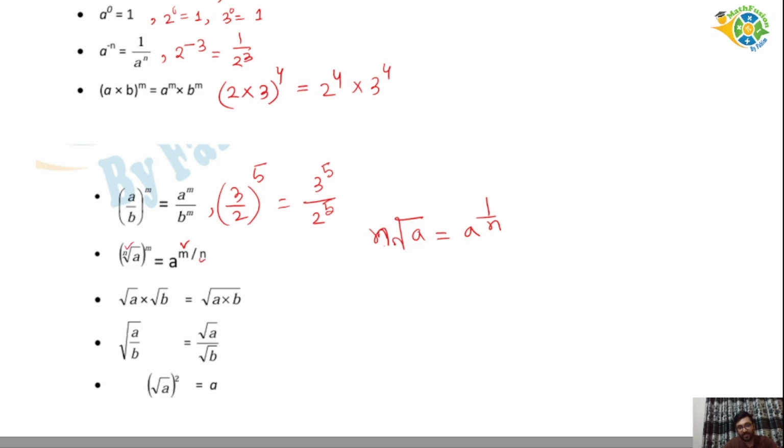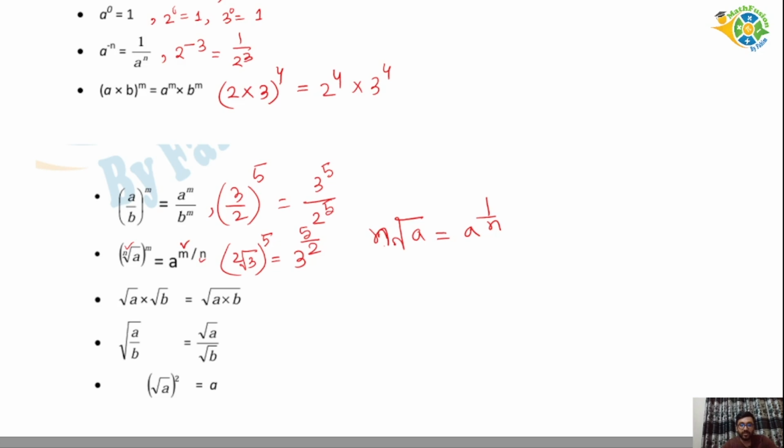So for example, we can write the square root of 3 to the power 5 as 3 to the power 5 by 2. Here the power will be the numerator, so 5 will be the numerator and 2, which is the root, will be the denominator. So 5 by 2. Okay.